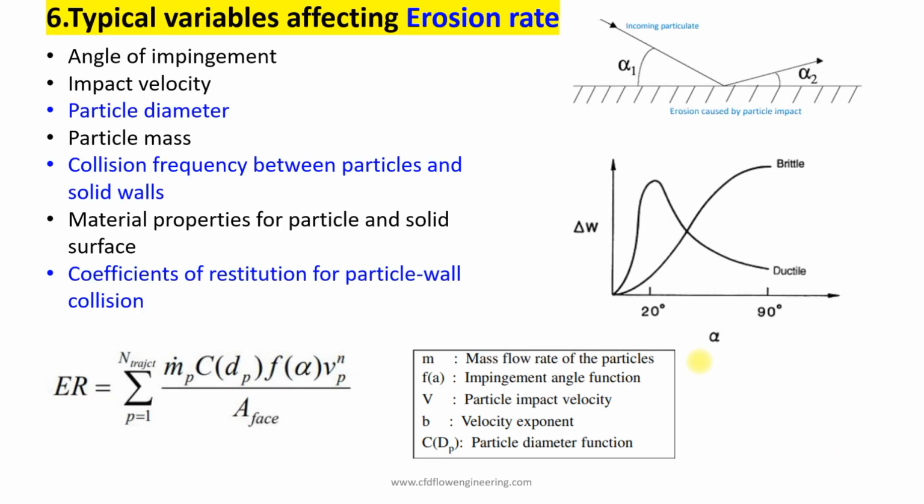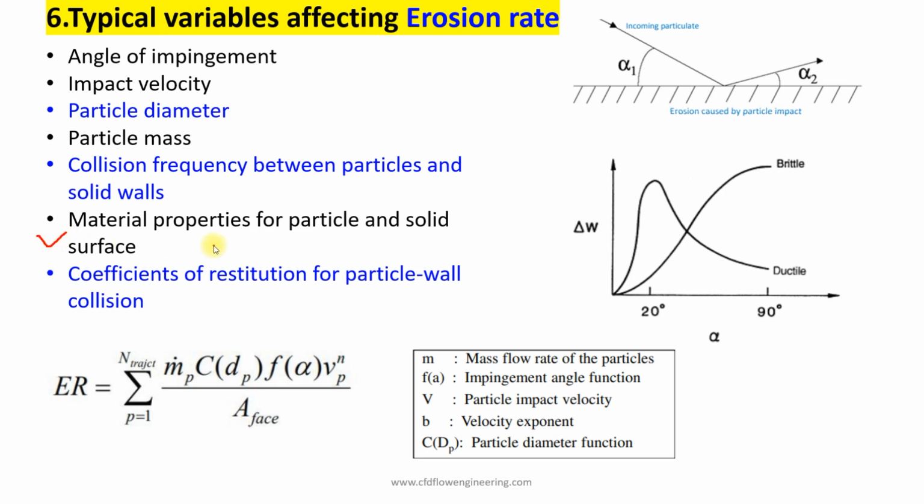Now, what are the variables affecting the erosion rate? When a particle flows toward the surface at an angle alpha, then there is a possibility of material removal. This angle is also one of the factors that determine the erosion rate, and erosion rate is also affected by the impact velocity, particle diameter, particle mass, and collision frequency between particles and the wall surface.